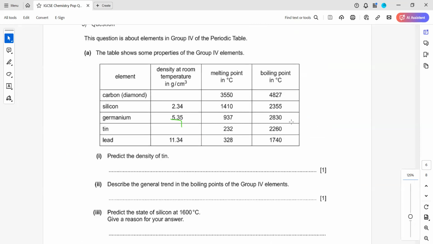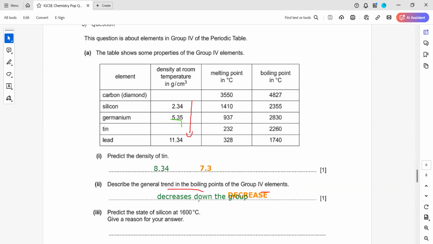So the table shows the elements of group 7 and group 4. Predict the density of tin. Generally you see the density is increasing here. Describe a general trend in the boiling point of a group 4 element. It's just a prediction, so any number, 8.34 you're saying, any number you can mention from a lower limit to an upper limit. So what happened generally is it decreases, that's good.